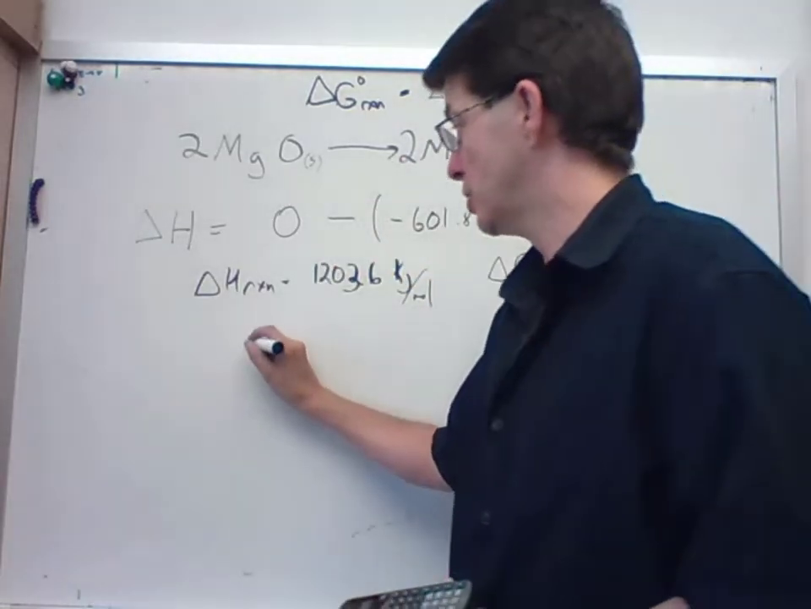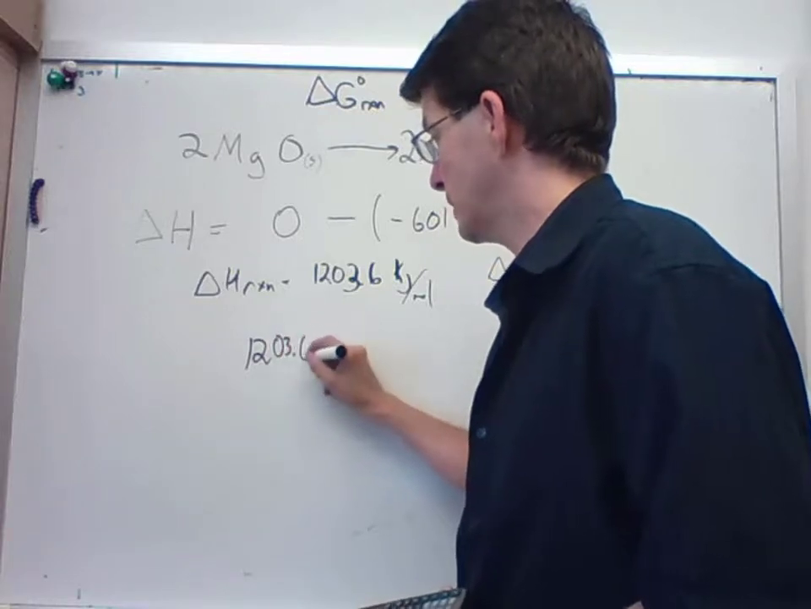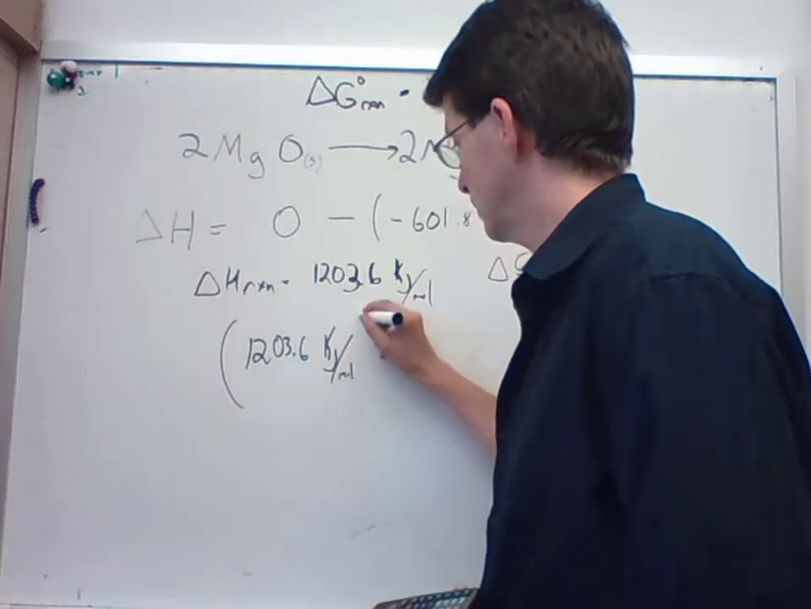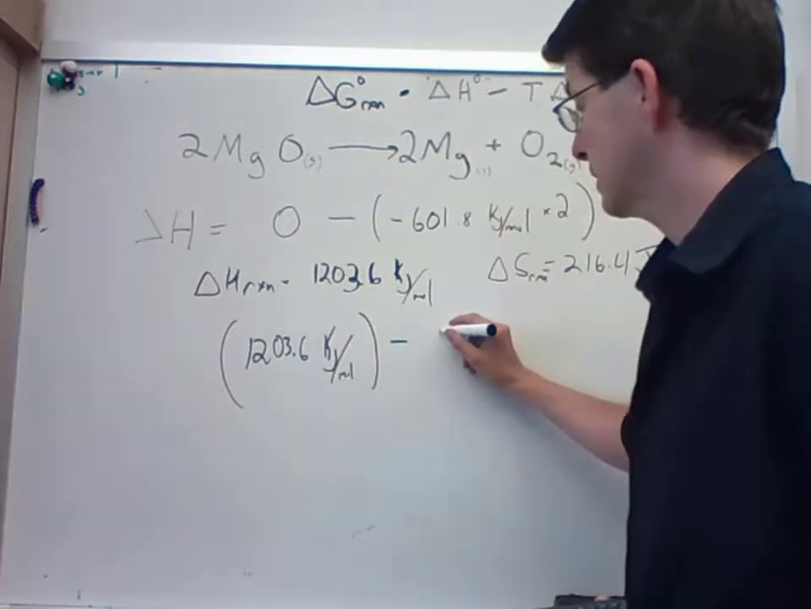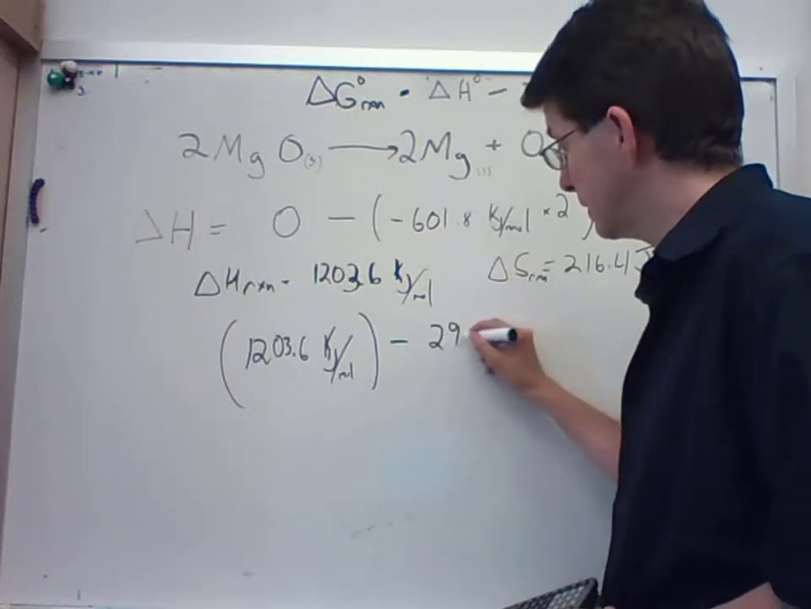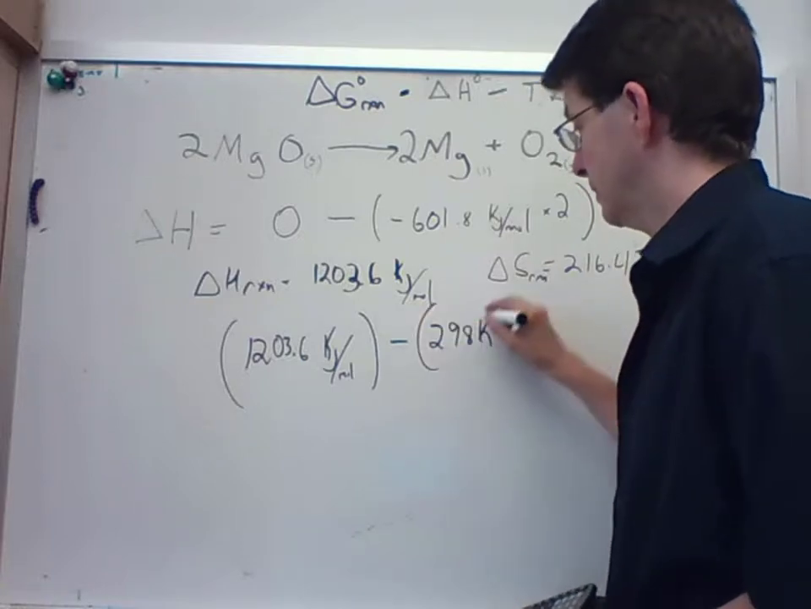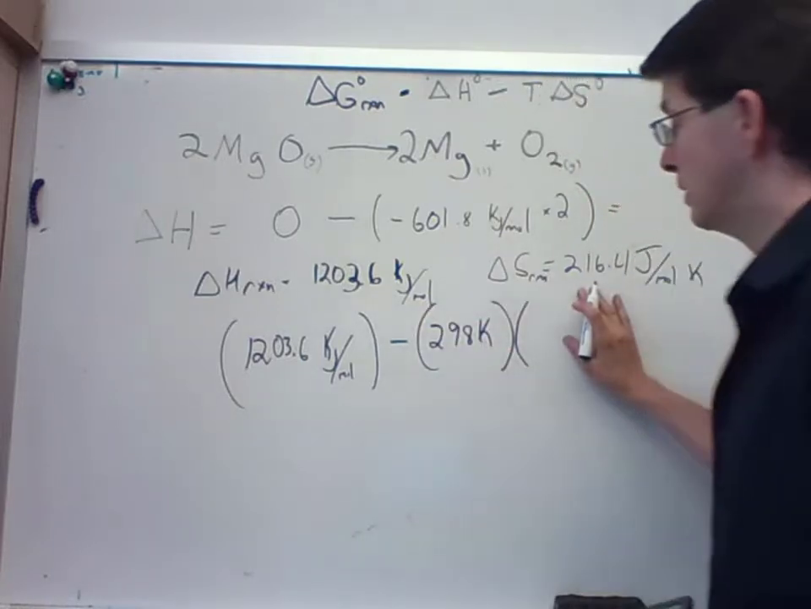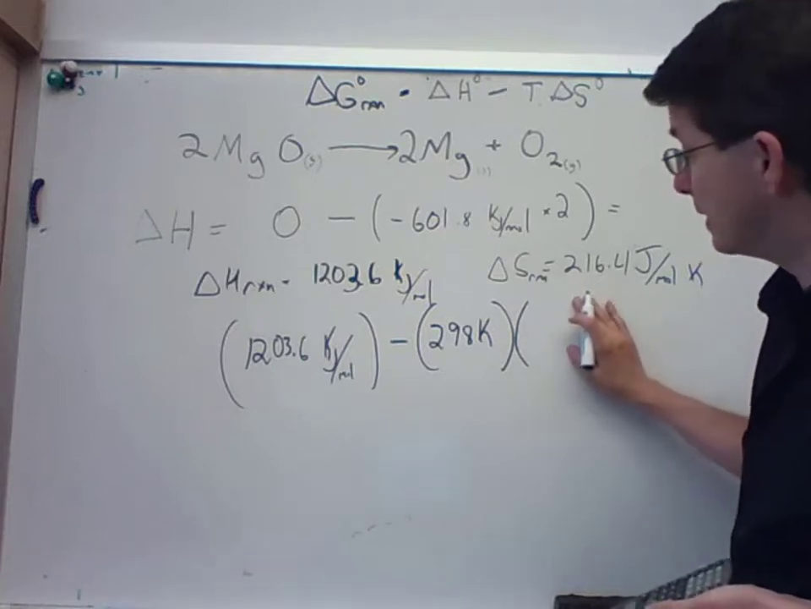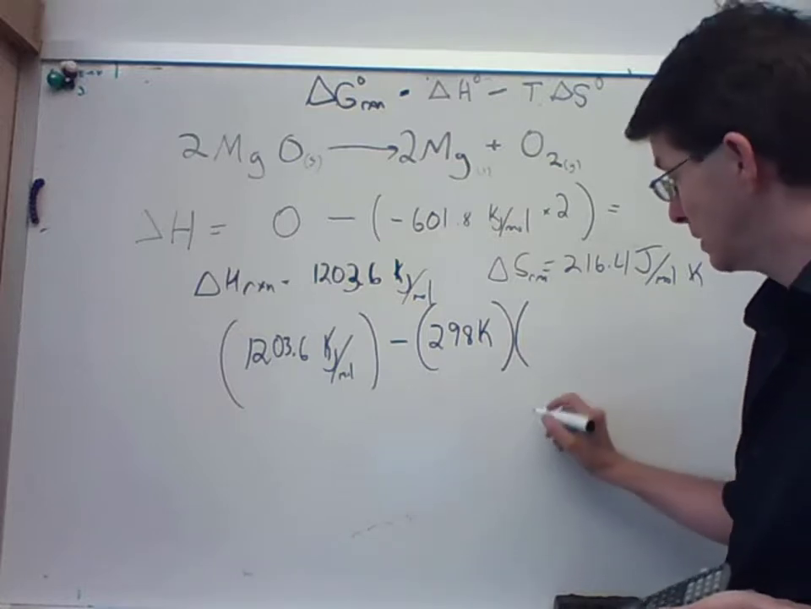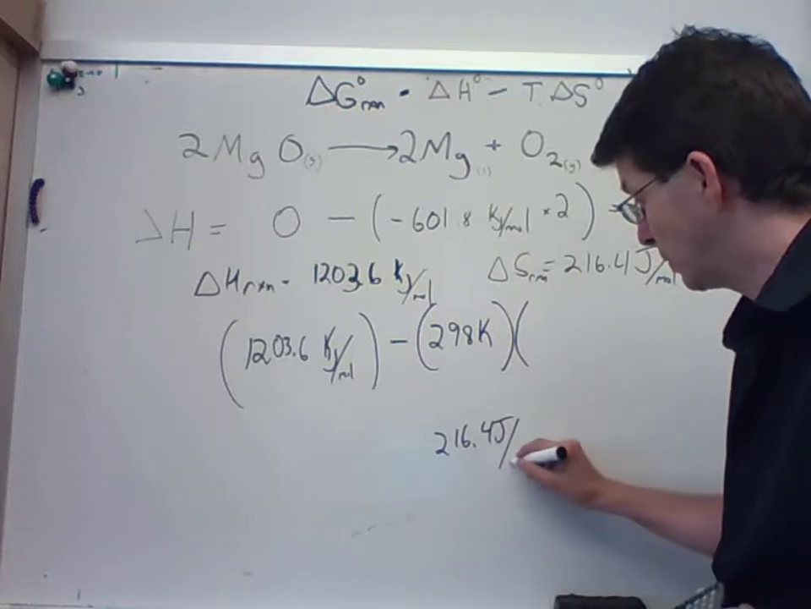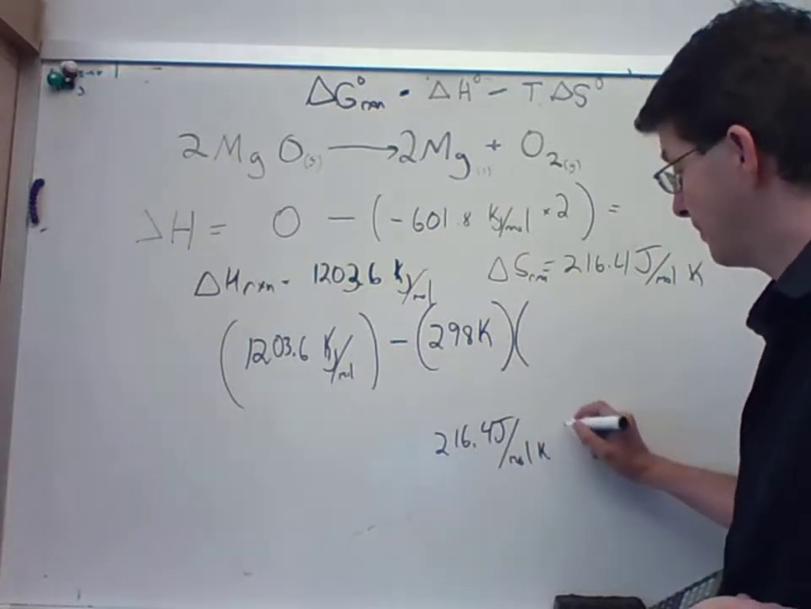Delta H, 1203.6 kilojoules per mole, minus T delta S. T in this case is 25 degrees Celsius or 298 Kelvin, times the entropy change. This entropy change, though, has to be in the correct units: 216.4 joules per mole Kelvin.